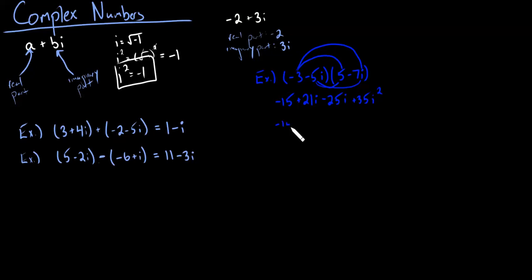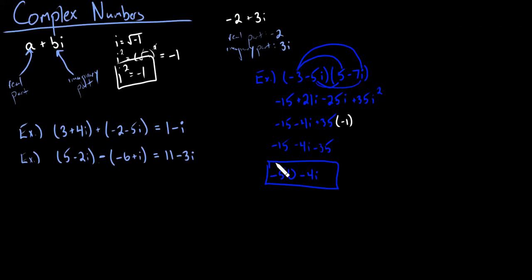So this is going to become negative 15. We can combine like terms here to become negative 4i plus 35i squared, and remember i squared is negative 1, so I'm going to substitute in negative 1 for i squared, and now I can continue to simplify. This is going to be negative 15 minus 4i, 35 times negative 1 is a negative 35, and this would become negative 50 minus 4i.